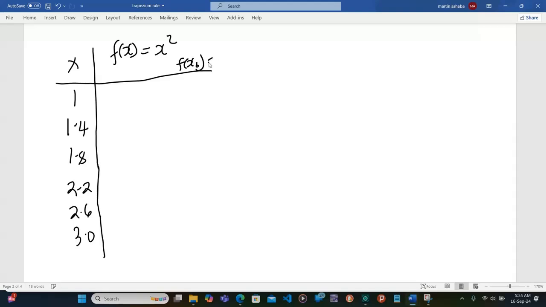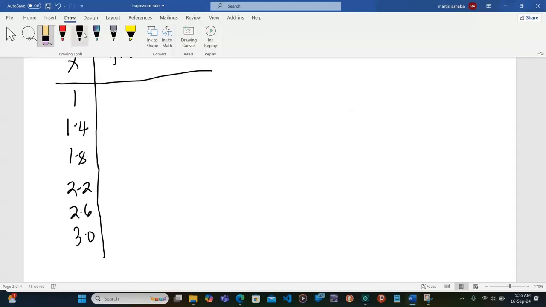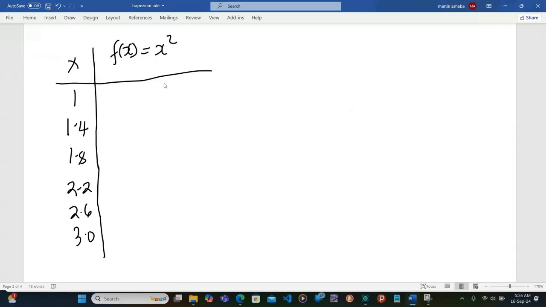Now, our task is to look for, first of all, f of x naught, which is going to be f of 1, and also to calculate f of xn, which is the same as f of 3. We put 1 in x squared, and that becomes 1. Then we substitute 3 for x, so that will be 3 squared, which gives you 9.